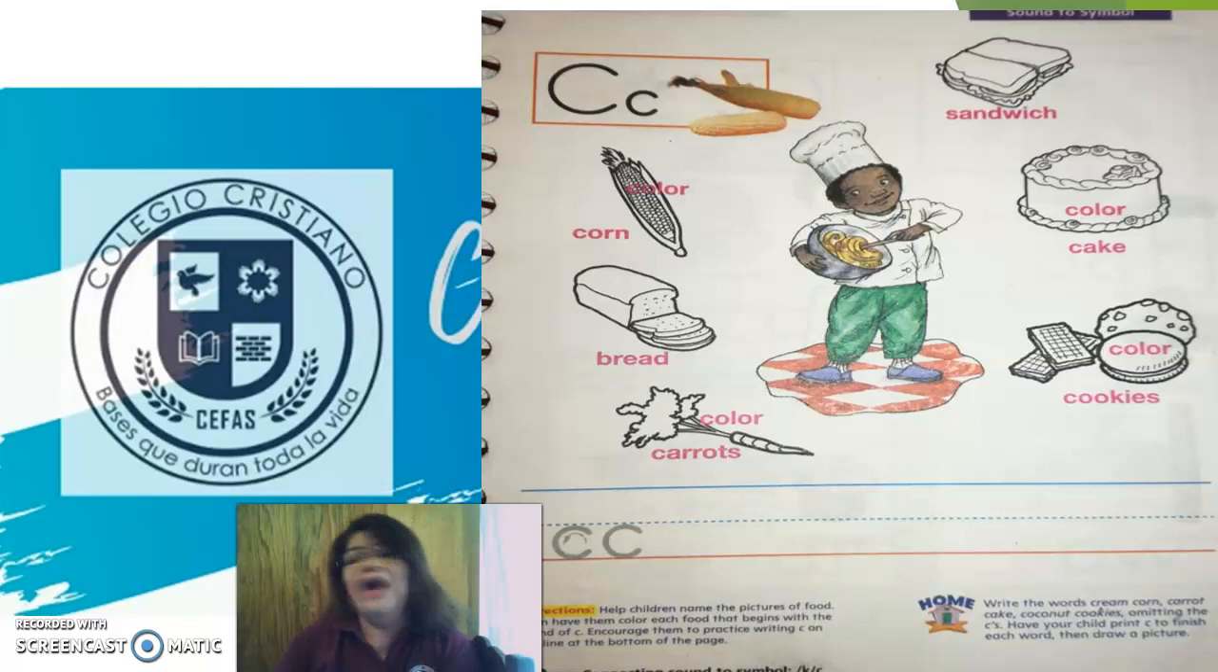Then we have some picture that beginning with letter C. We have a corn, we have a carrot, we have cookies, we have cake, and we have a chef. All the picture beginning with letter C. Carrot, corn, cookies, cake.